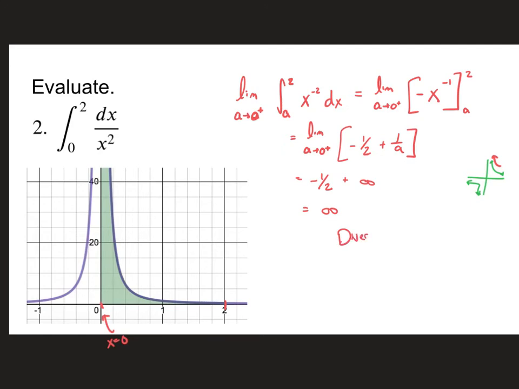So I can't talk and write at the same time either, evidently. This graph is in fact divergent, so I cannot find a value there. It's not a finite number. It is in fact an infinite area in this particular problem.